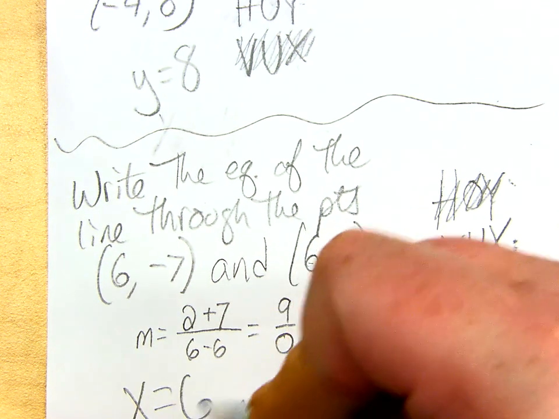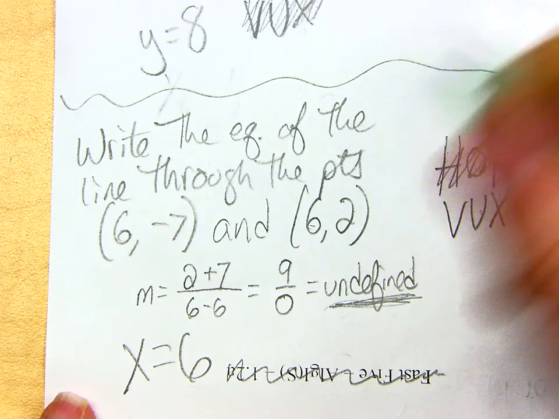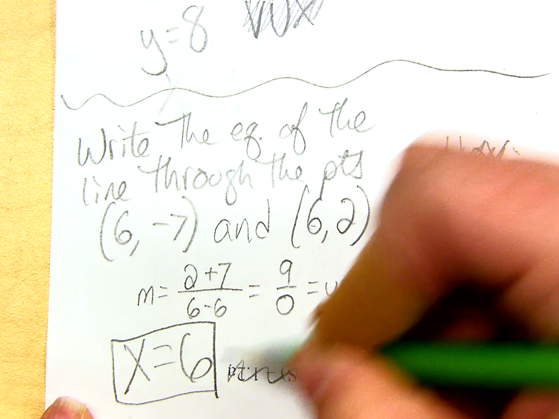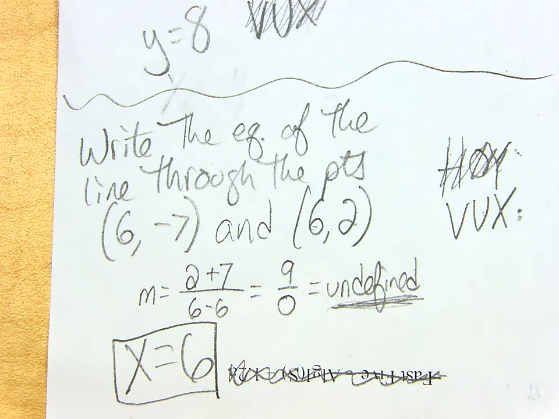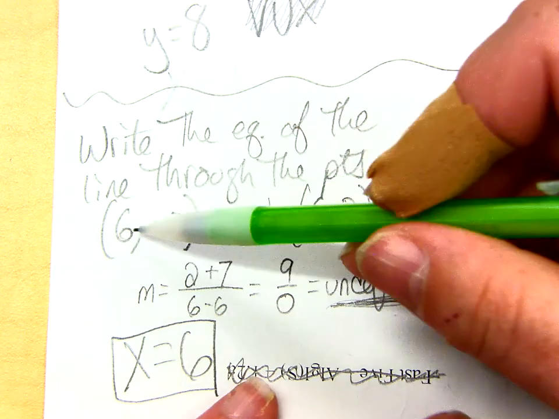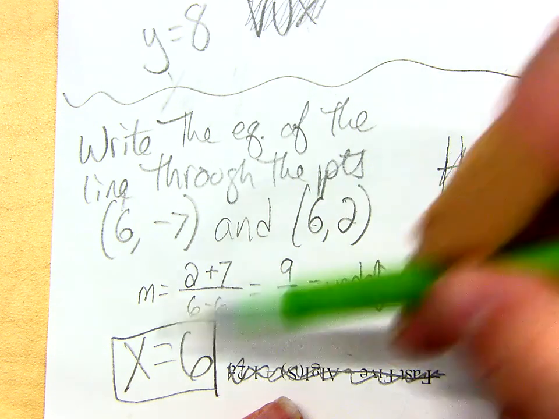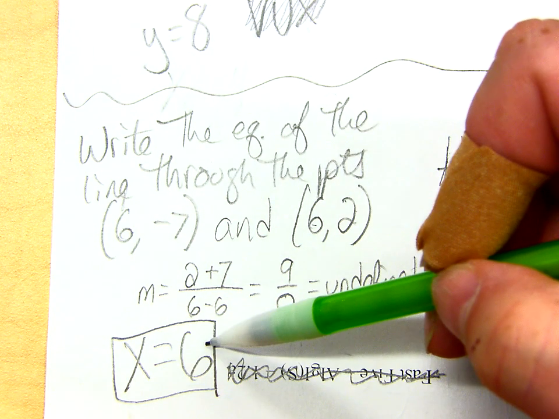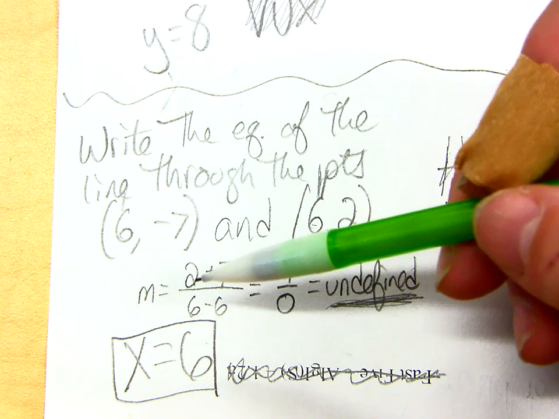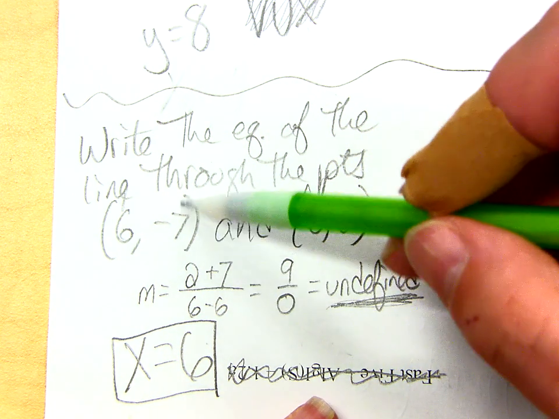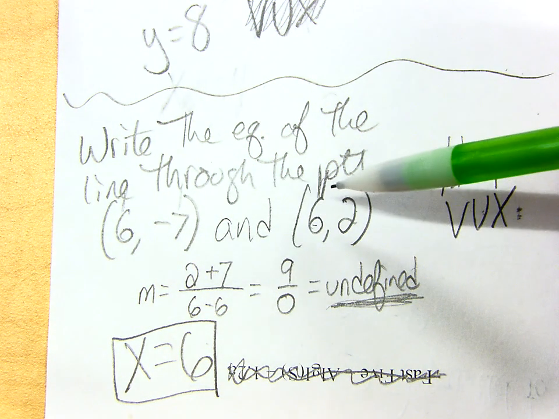So that's actually a big shortcut. So here's my final answer, X equals 6, and I'm done. If you recognize, before you even do any work, because this will save you a lot of time, if you notice that the X values are the same, it's just going to be X equals 6, or whatever the number is. If you notice that the Y values are the same, the answer would just be Y equals whatever that number is.